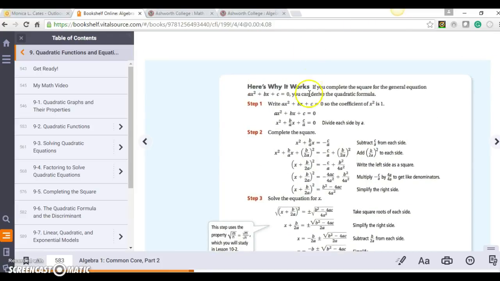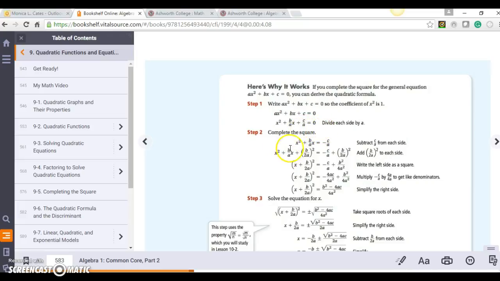And so here's why it works. If you complete the square for the general equation ax squared plus bx plus c equals 0, you can derive the quadratic formula. So I start with ax squared plus bx plus c equals 0. I want the coefficient of x squared to be 1, so I divide by a and get x squared plus b over a x plus c over a equals 0.